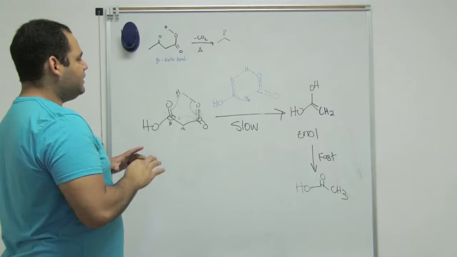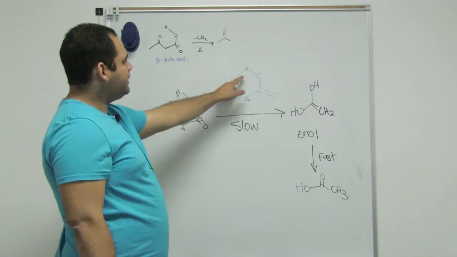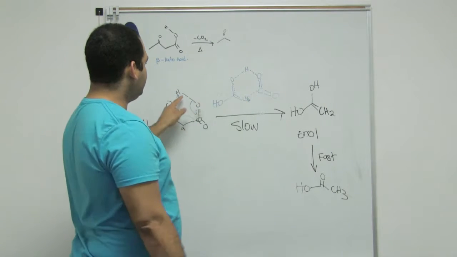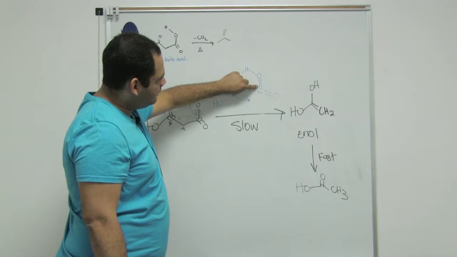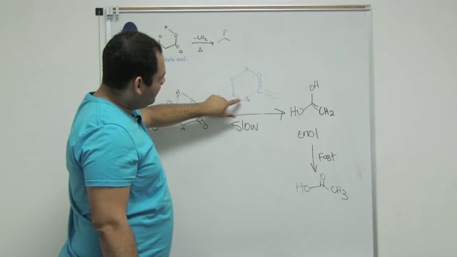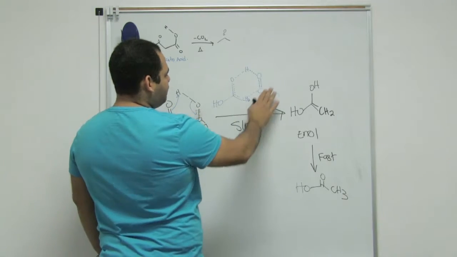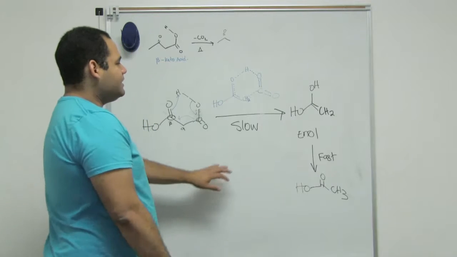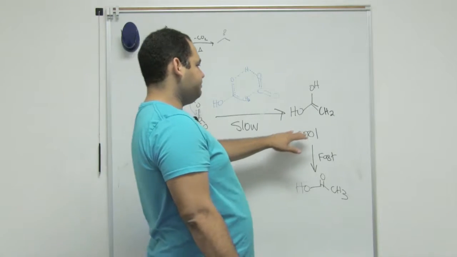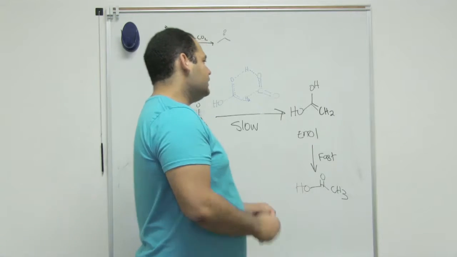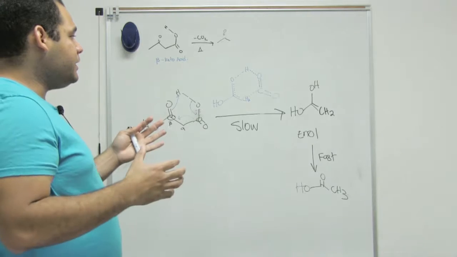So here we have a lot of breaking and making bonds. First of all, here we make this bond and break this one. And this one here, we make another bond, break this one, and make this one. So this is the intermediate state where we have breaking and making bonds. It's a slow step. We end up forming what we call the enol, the keto form and the enol.